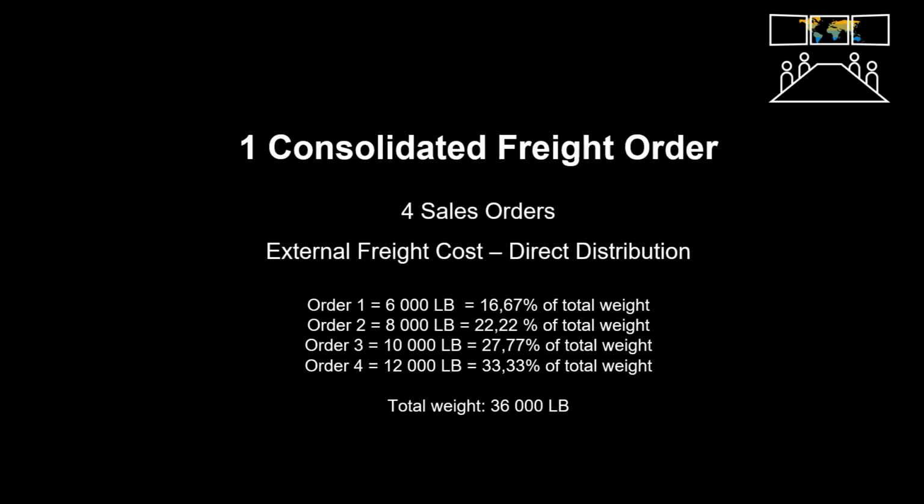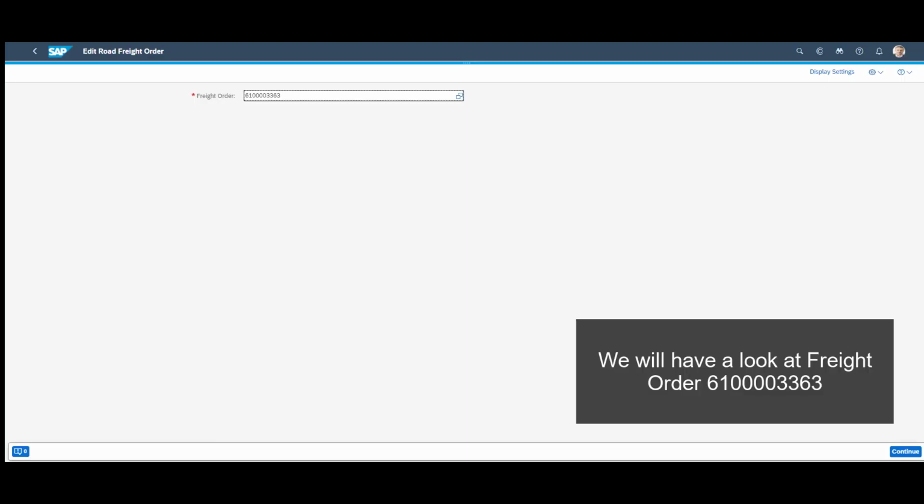In our scenario, we have one consolidated freight order, based on 4 different sales orders. They all have different weights and quantities. We will distribute by weight based on the direct method. We will drive this process from the Edit Road Freight Order app. We will have a look at a specific freight order.